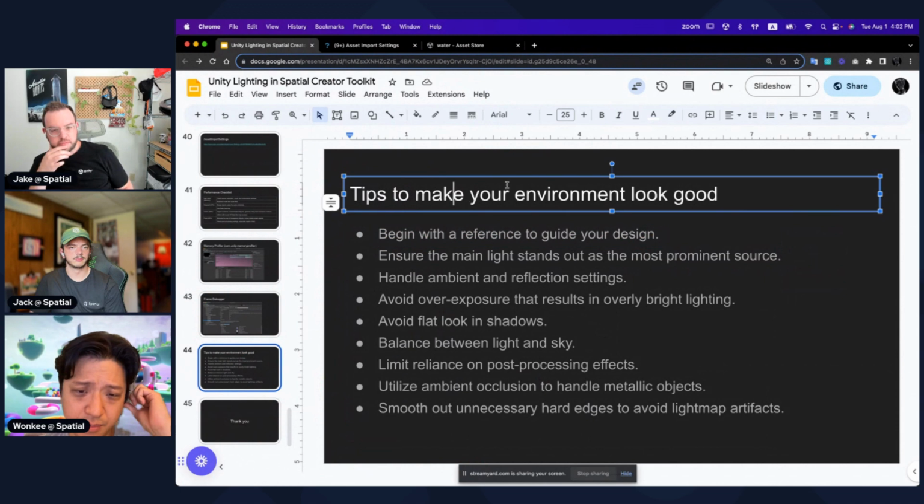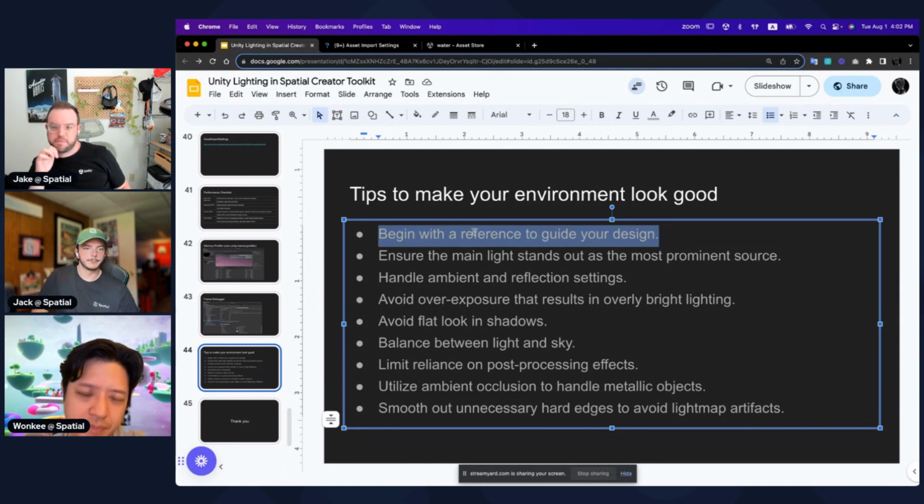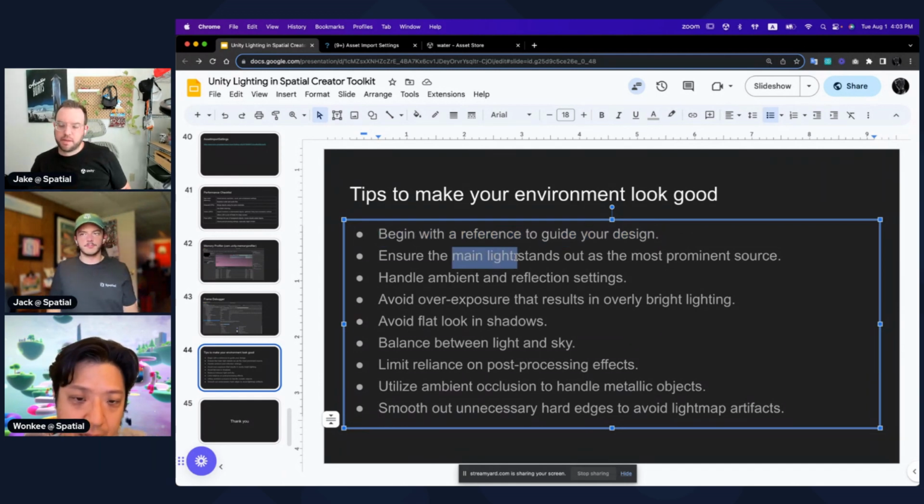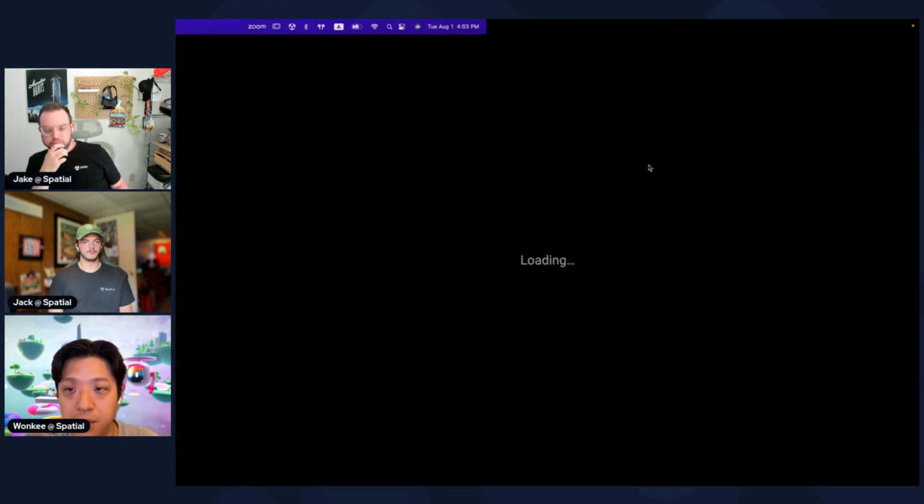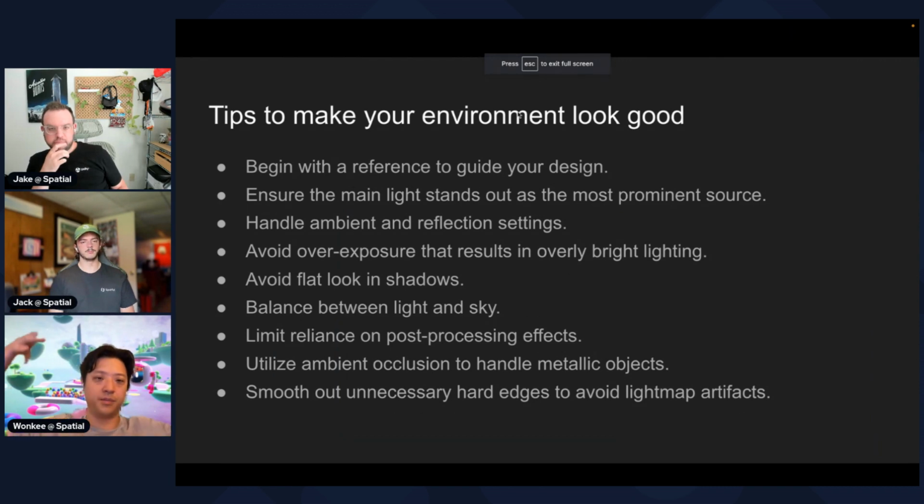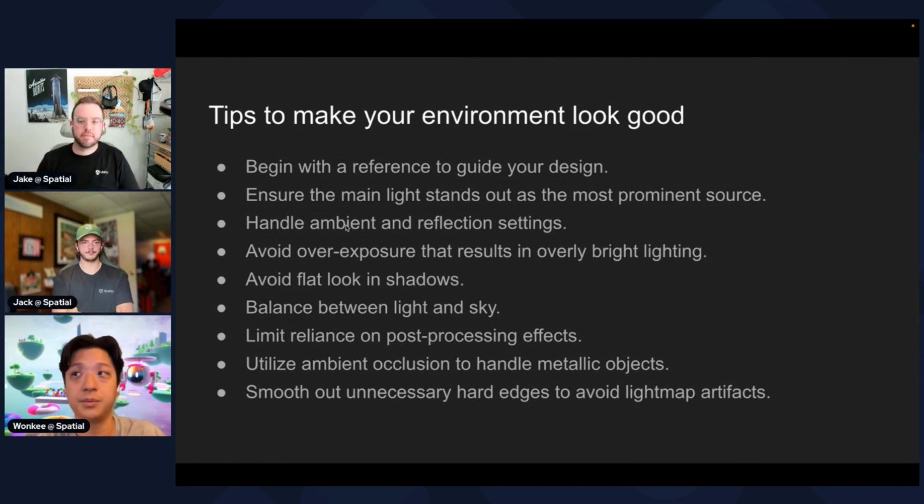Anyway, I would recommend beginning with a good reference image to guide your design. Sometimes I see that the main light is pretty weak, and there are many random lights in your scene. Having the main light as the most prominent source keeps the look great. Also, sometimes ambient light is too bright for the dark area, or too dark for the bright area. So handling ambient would help a lot, I think.